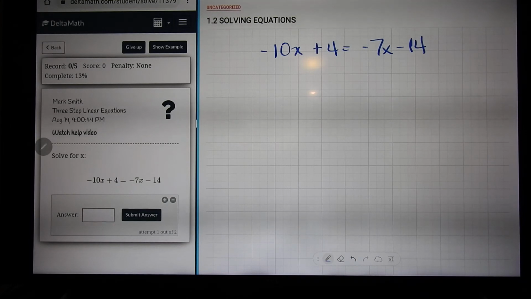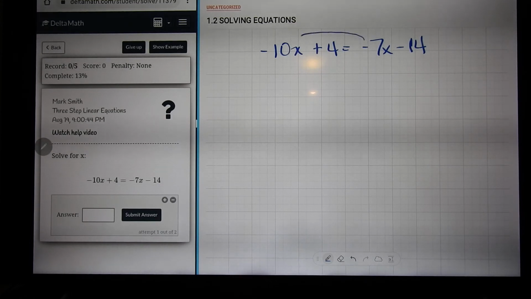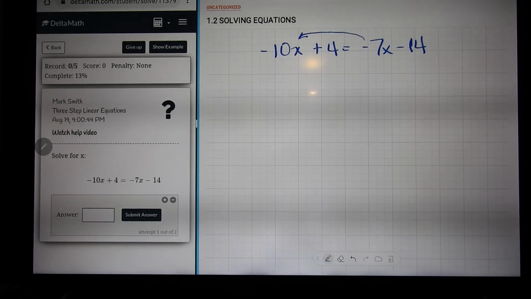Okay, how can I make this look like a 2-step solution? I can make that by moving this x. This x needs to be over here. Then it will look like a 2-step solution. Well, how do I do that?